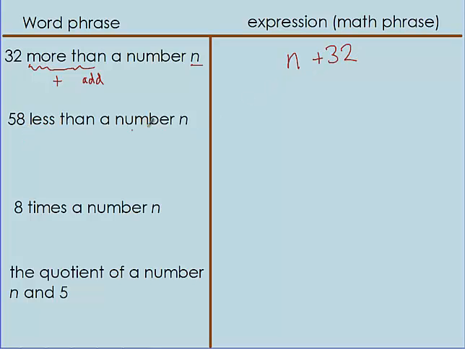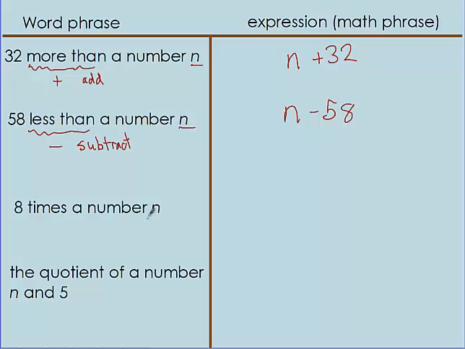Next one, 58 less than a number n. So n again is the variable. And less than, whenever you see less than, this means subtract. So if I'm going to subtract, 58 less than means n minus 58.